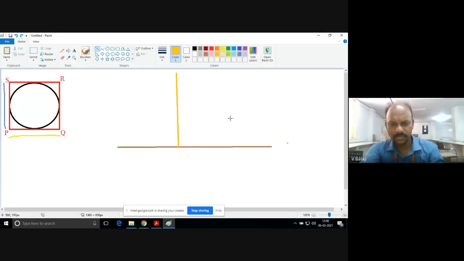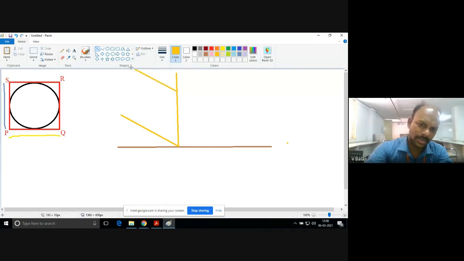Now can you take a 30 degrees line like this? Is it possible or not? Yes, sir. You can take it in this way also. Now complete this rhombus by drawing parallel lines. Complete a parallelogram or rhombus.